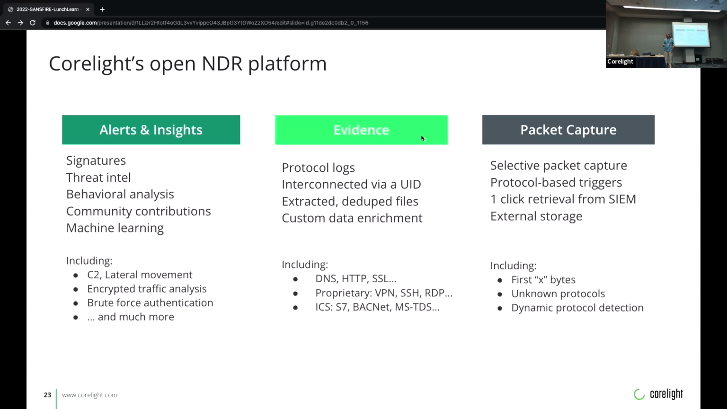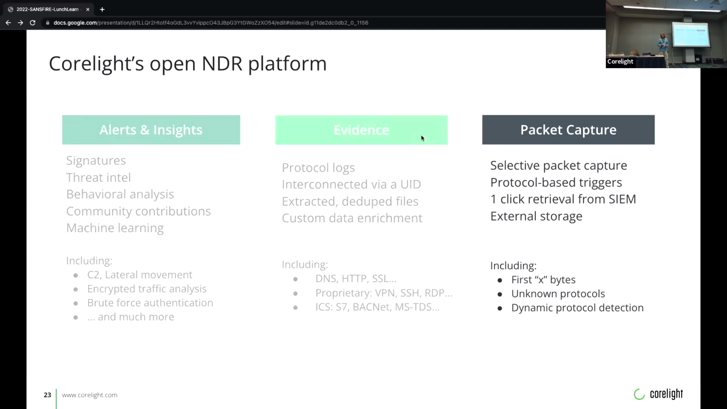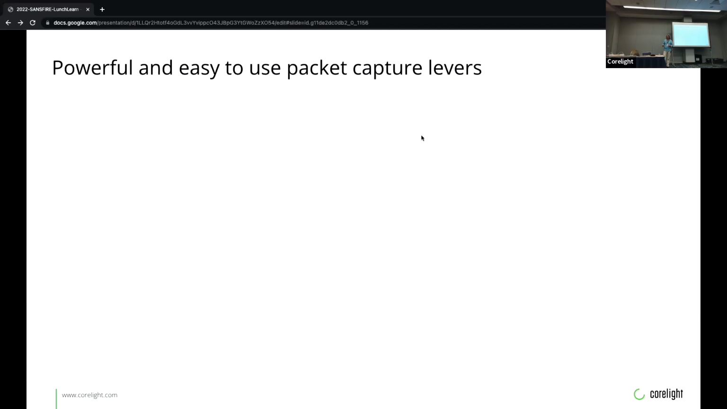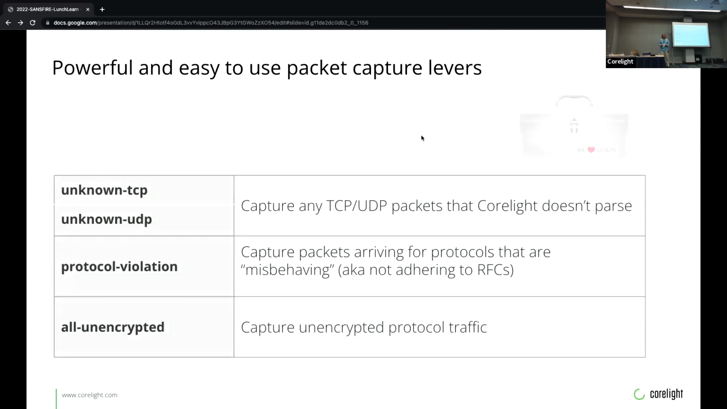The last piece that we haven't talked about really is packet capture. What Corelight has done, as I mentioned earlier, is selective. I'm going to demonstrate one-click retrieval coming through and my initial thoughts for what I like. But fundamentally, it allows you to augment the Corelight logs if you don't have the data that you want in the logs. And we find that probably 85, 90% of the time, all the information you need is already in the logs. These are some of the levers that I like to start with.